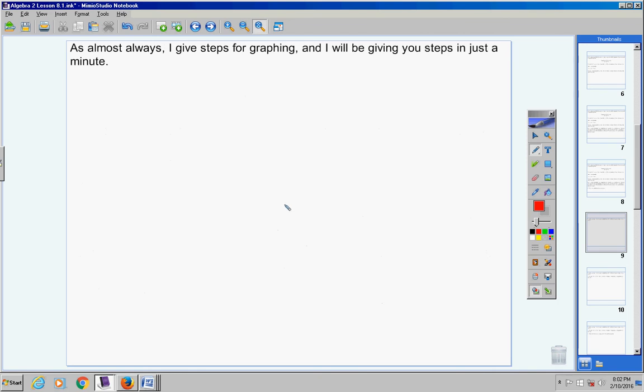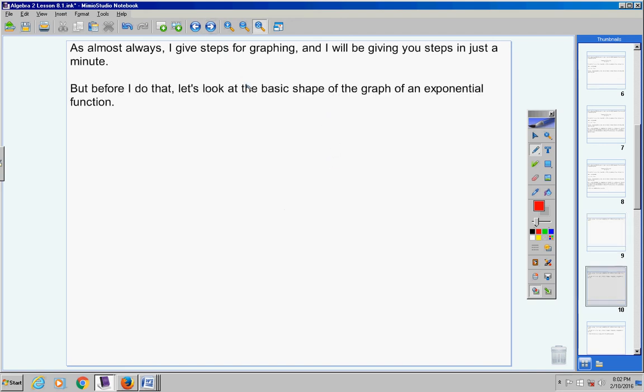Now, as almost always, I give steps for graphing, and like I usually do, I will be giving you steps in just a minute. But before I do that, I want to stop and look at the basic shape of the graph of an exponential function. And I really think you should take notes on this, because I'm going to talk to you about something called an asymptote. Okay? Alright, here we go.